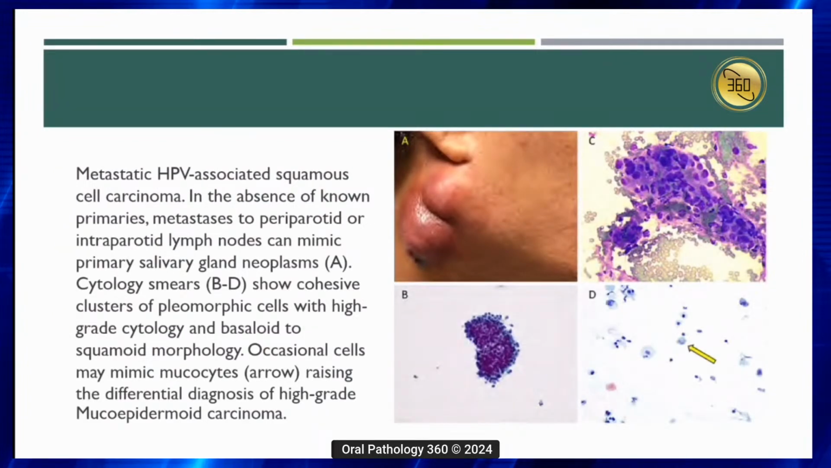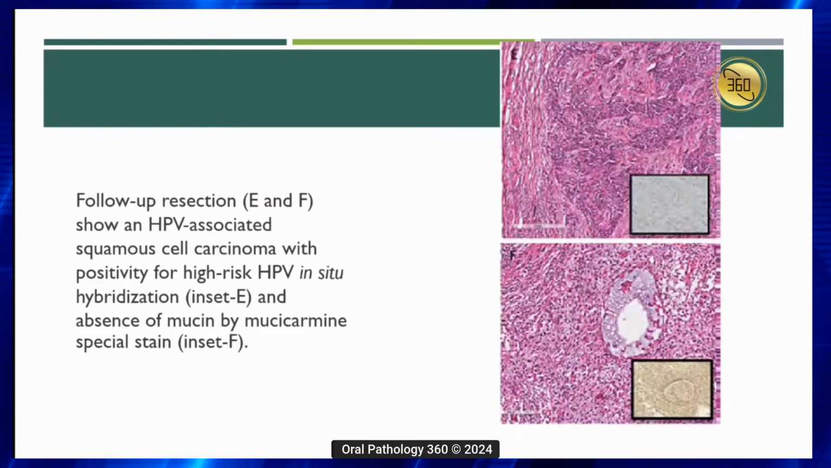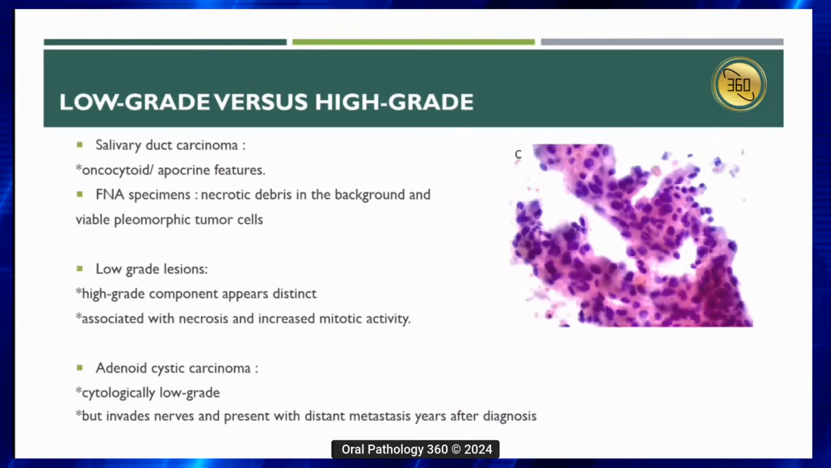Cytology smears of metastatic HPV-associated squamous cell carcinoma show cohesive clusters of pleomorphic cells with high-grade cytology and basaloid to squamoid morphology. Occasional cells may mimic mucocytes, raising the differential diagnosis of high-grade mucoepidermoid carcinoma. As you can see, follow-up resection of the previous case shows an HPV-associated squamous cell carcinoma. It is also critical to make a distinction between high-grade and low-grade primary salivary gland neoplasms whenever possible, as it affects the future surgical plans.